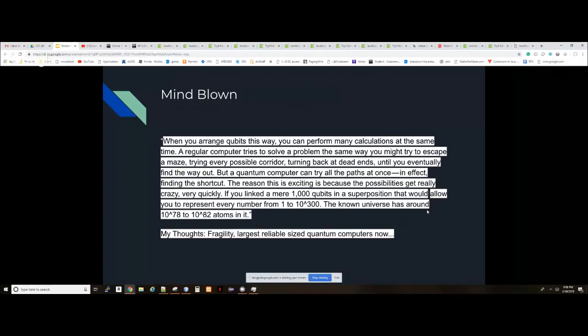If you linked a mere 1,000 qubits in a superposition, that would allow you to represent every number from 1 to 10 to the 300th power. The known universe has around 10 to the 78th to 10 to the 82nd atoms in it. This is a quote I found in one of the articles I previously read that it just didn't click until I actually reread it yesterday.